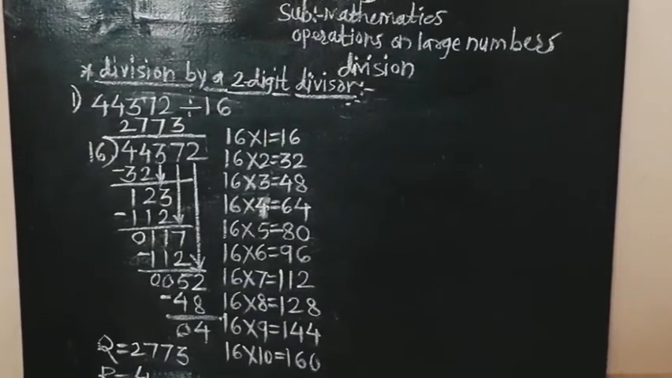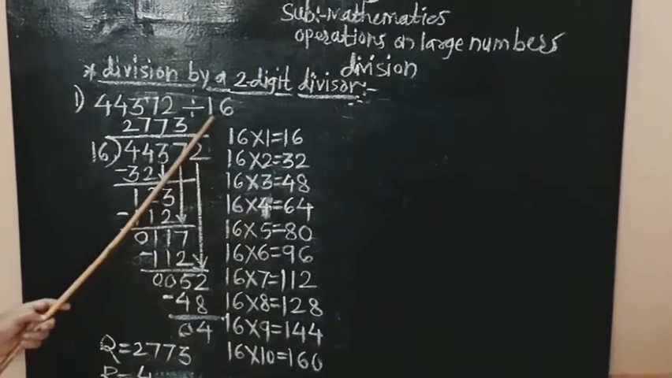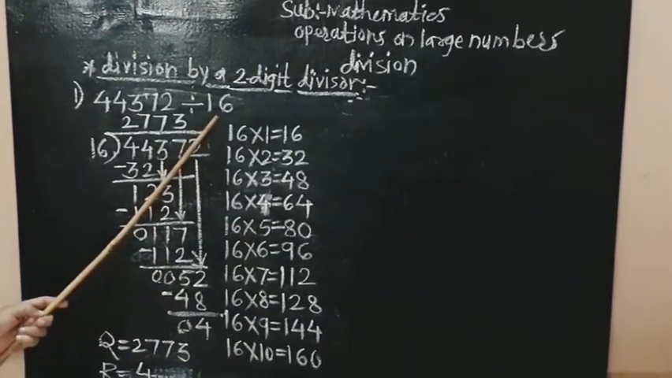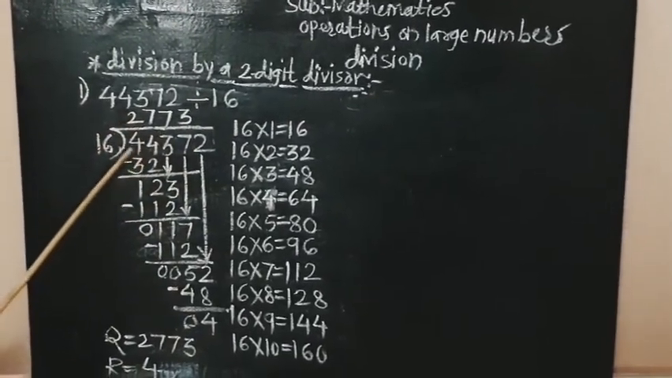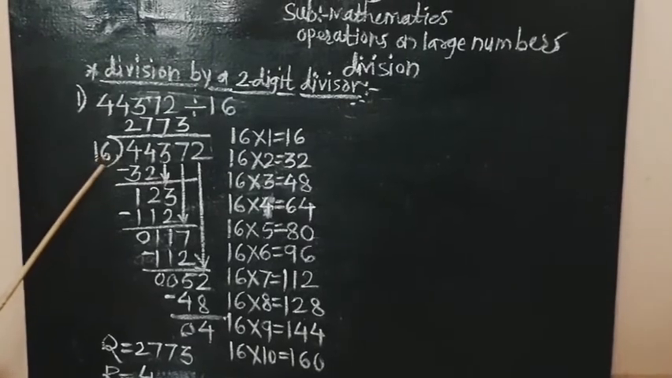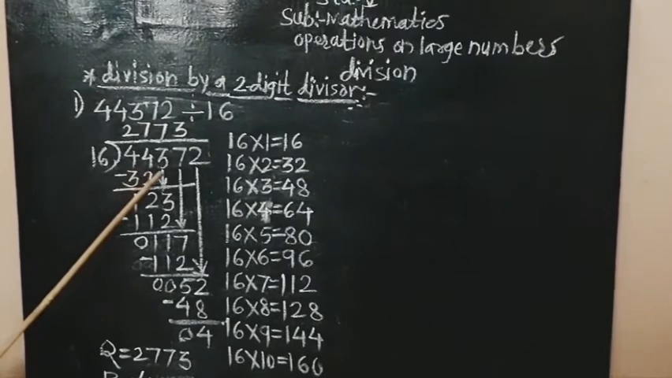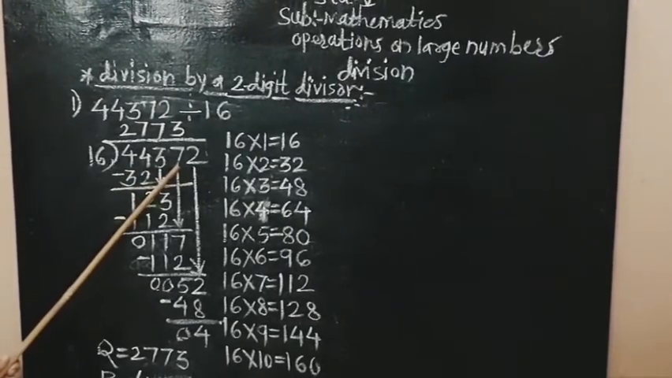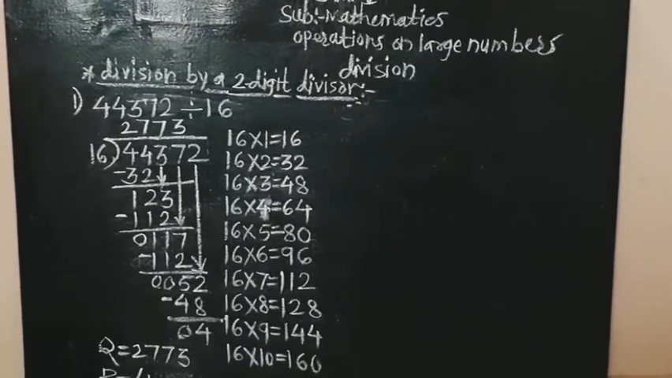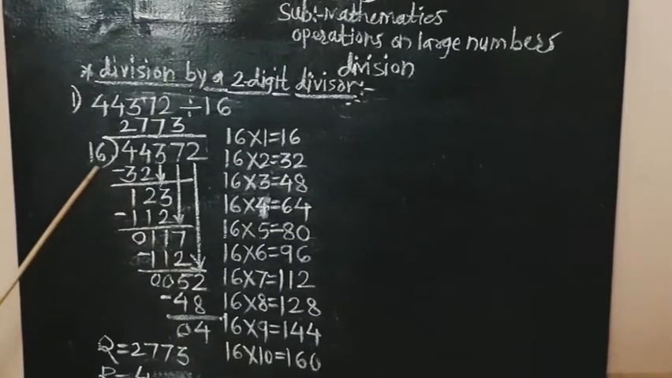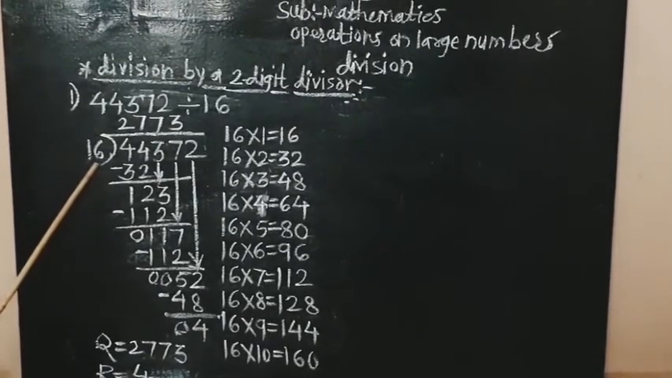Let's start how to divide the given number by a 2-digit divisor. You know that 16 is a 2-digit number. So the given number we are dividing by 16. Here 16 is the divisor and 44,372 is the dividend. The given divisor is a 2-digit number.